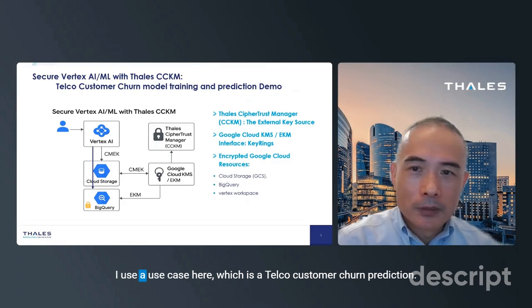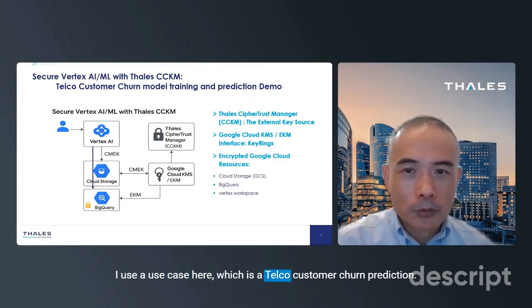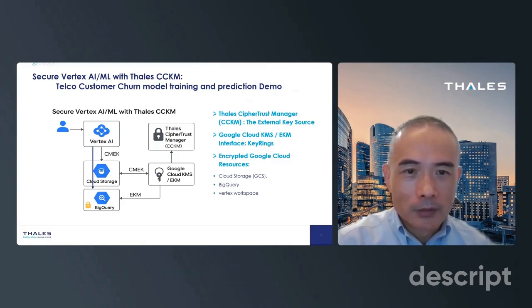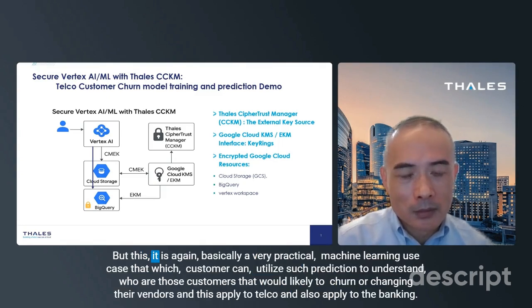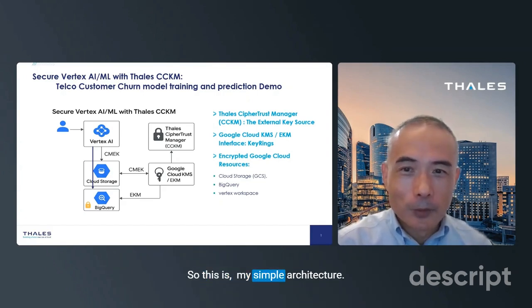I use a use case here, which is a telco customer churn prediction. This is not the Churn AI or LLM, a hot topic today, but it's a very practical machine learning use case, which customers can utilize in such prediction to understand who are those customers likely to churn, or change their vendors. And this applies to telco and also applies to banking. So this is my simple architecture.